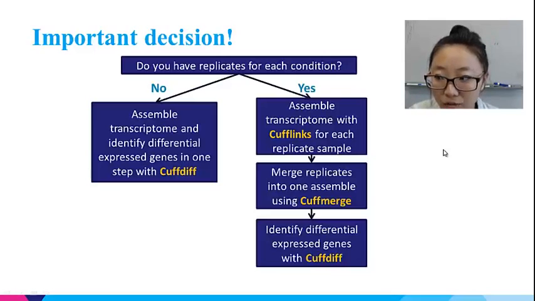When replicates are available, it's recommended to first assemble the transcriptome individually for each sample and then merge the replicates into one assembly afterwards. Differentially expressed genes can then be identified using cuffdiff once the transcriptome is constructed for each biological condition. Cufflinks has provided smooth functionality to handle both tasks.